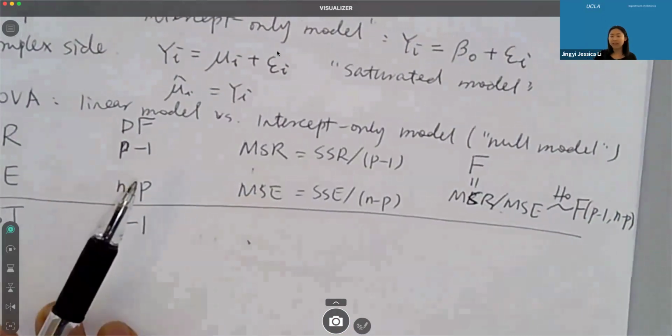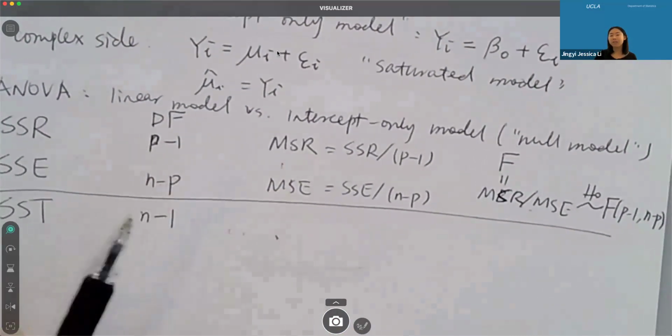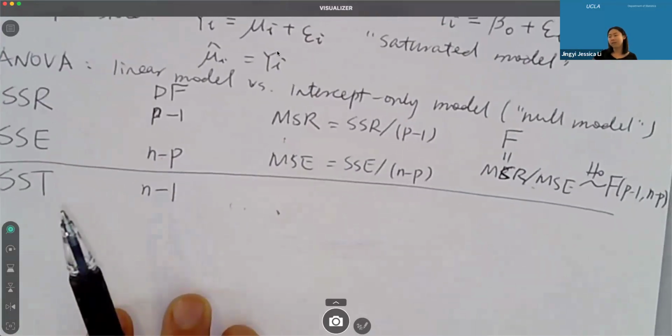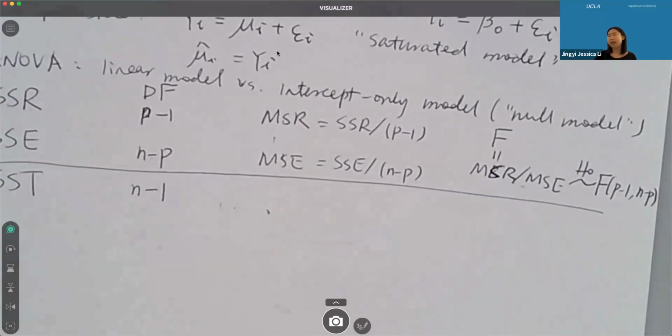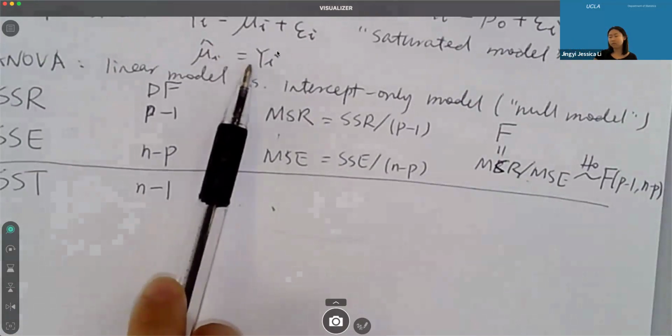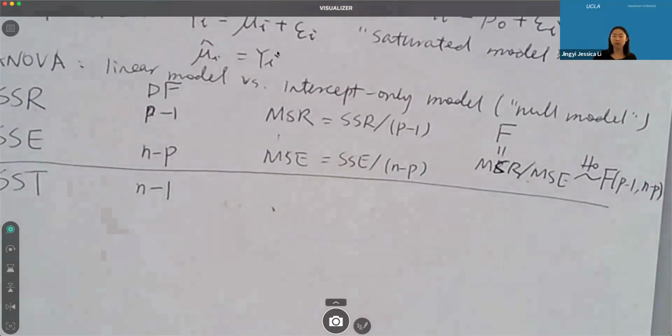So you can see this as a third way for testing model comparison. The first way is the Wald test, and the t-test is a one-dimensional version of the Wald test. Second way, the likelihood ratio test. Now we have ANOVA. And this ANOVA compares the linear model to the intercept-only null model. Okay. Does it make sense to you?